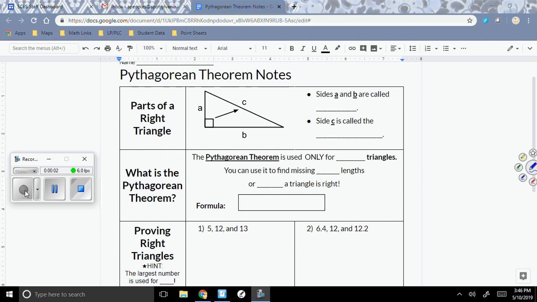All right, today we're going to be taking some notes on the Pythagorean theorem, which is a big part of 8th grade math. So getting really good and solid at this skill is going to help you be successful for next year.